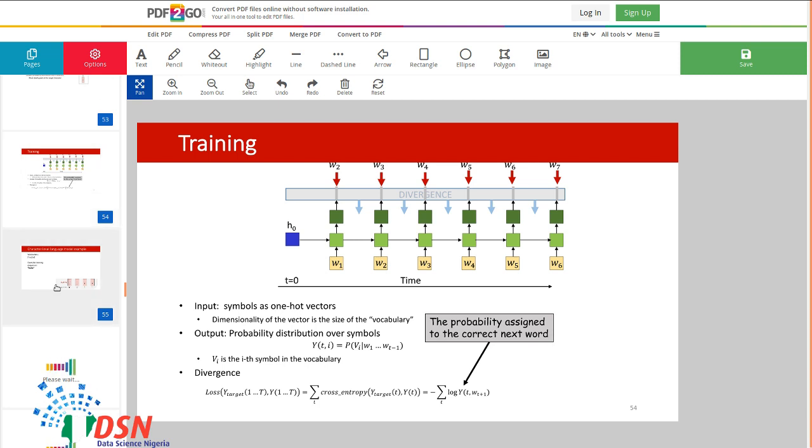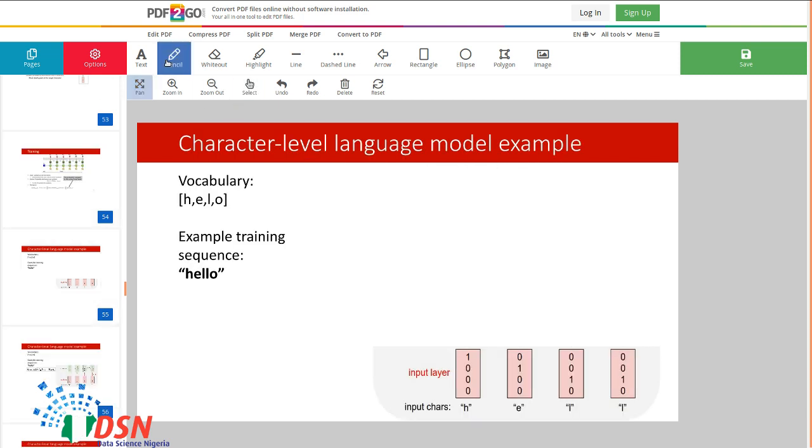Okay, so let's see an example of character level language modeling. Let's say the inputs are H, E, L, L, and so the sequence is hello. So we code the H, E, L as you could see here, as a one-hot encoding, and also O as 0001.